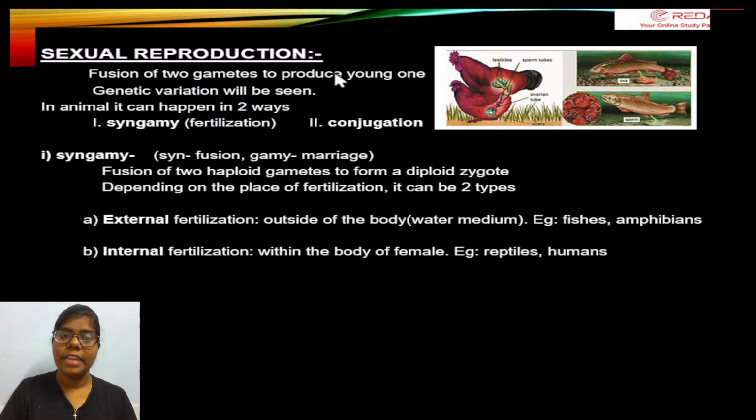In sexual reproduction we have two types. Two gametes are involved and two parents are also involved here. So two parents, two gametes are involved.